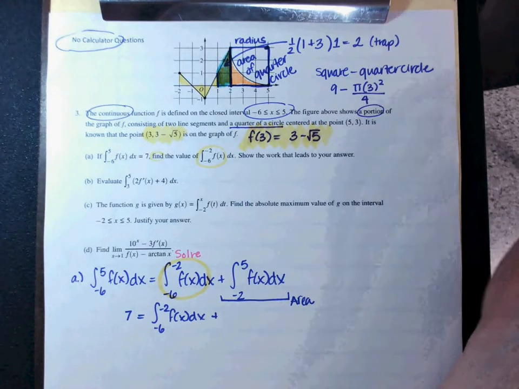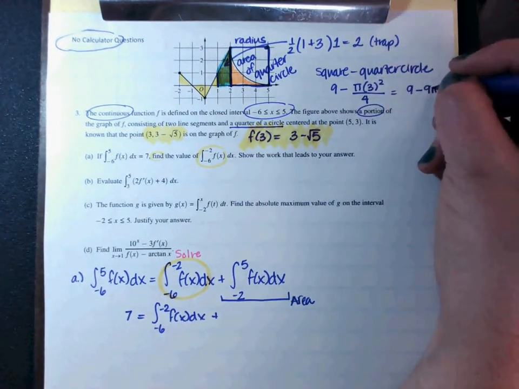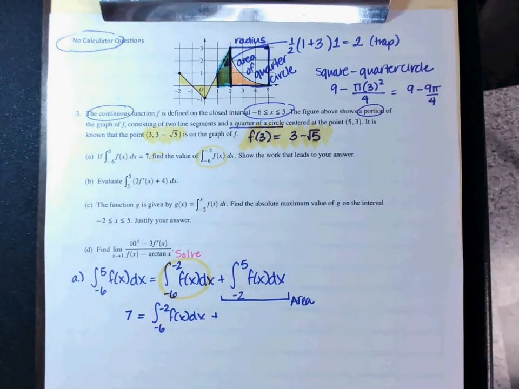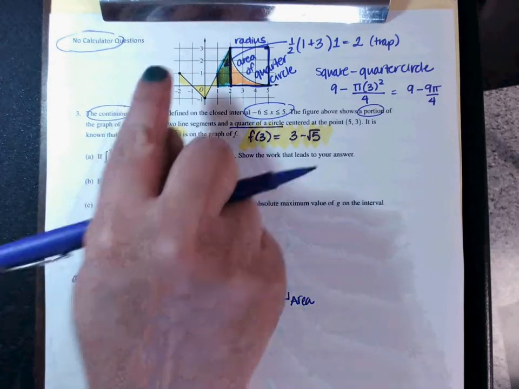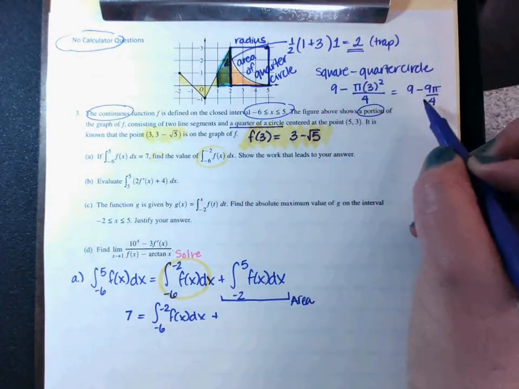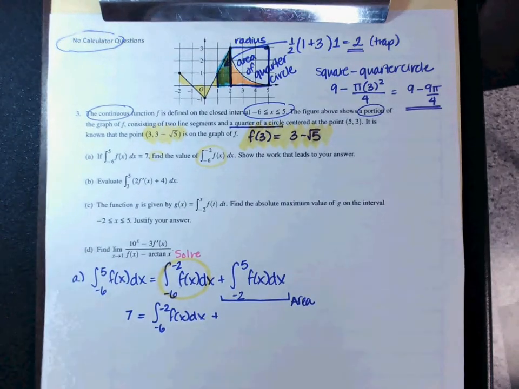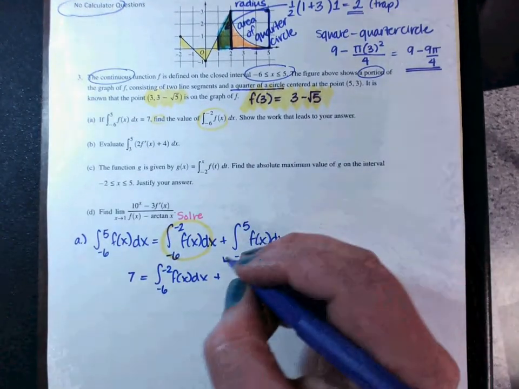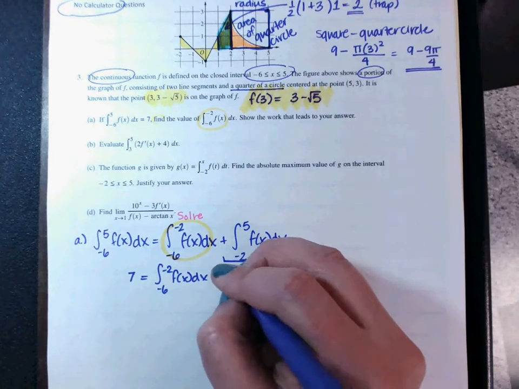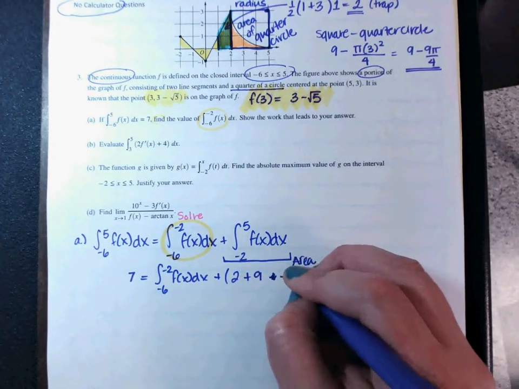So if you wanted to reduce that, that would be 9 minus 3 squared is 9 pi fourths. Okay? And then remember that all these other areas canceled out, so that's why I'm really only taking into account the 2 from the trapezoid and the 9 minus 9 pi fourths from the quarter in the semicircle. So I'd have 2 plus 9 minus 9 pi fourths.